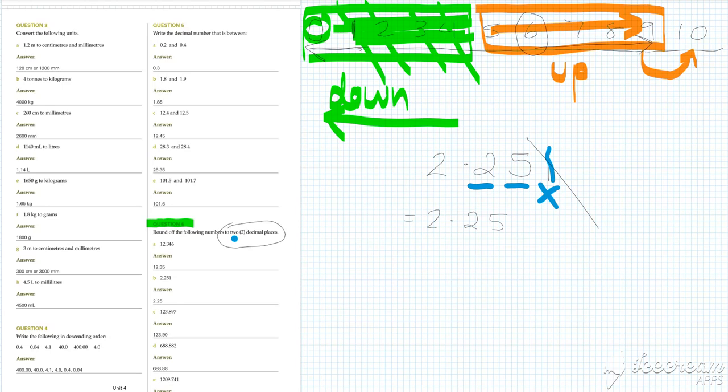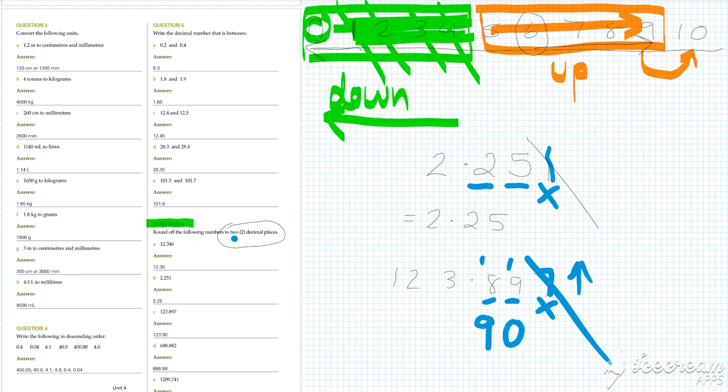For part C, we're going to have 123.897. Same process again. They want 1, 2, not the 3rd. 7 is going to round up, so we cross and carry. 9 plus 1 now becomes 10, so 0, carry. 8 plus 1 becomes 9, and then we now have our 2 decimal spaces.